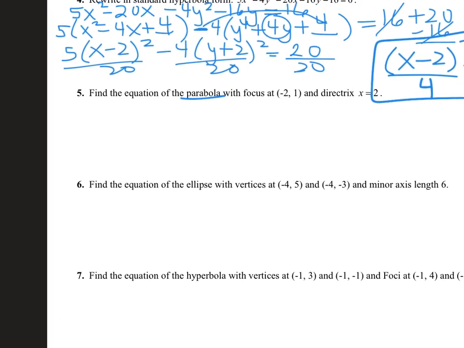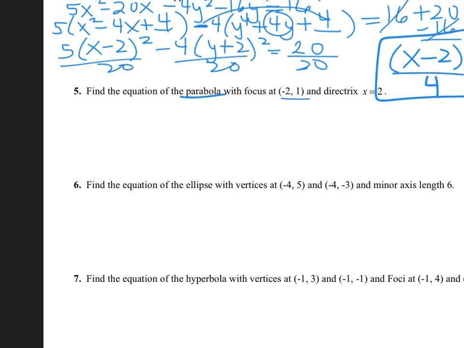Whenever I'm asked to find an equation of these things, when I'm given certain parts of it, I like to draw a picture to see which way it's going to go. So the focus is at -2, 1. Label that as a focus. And the directrix is over here at x equals 2, so it's a vertical line.